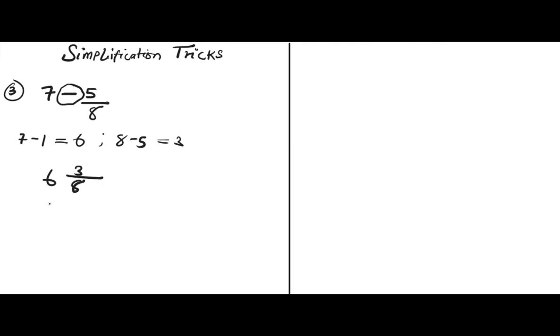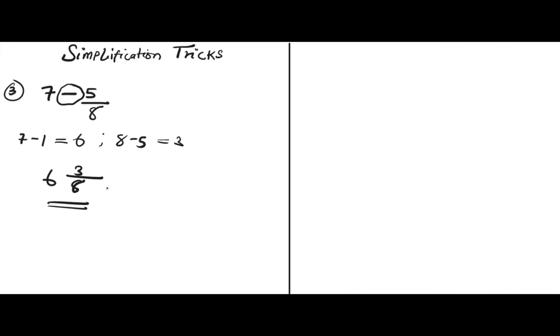Let's take example 3. Here we have 7 minus 5 divided by 8. Here the sign is a negative sign. So what we have to do is subtract 1 from 7. So you have 7 minus 1, that is equal to 6. You will also subtract 5 from 8. So you have 8 minus 5, which is equal to 3. So you're going to have 6, and you take this 3 divided by 8, and that is the answer.